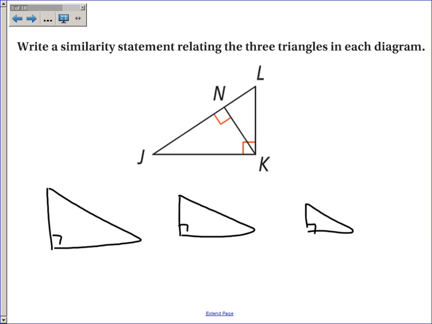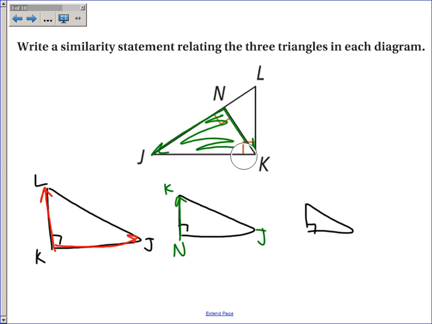In the largest triangle, the right angle is at K. If I go along the shorter leg, I have L, and then along the longer leg is J. So I'm thinking of it as starting at K, going to the shorter leg L, and then going to the longer leg J. Looking at the medium triangle, the right angle is at N. If I go along the shorter leg, I get K. If I go along the longer leg, I get J. Finally, in the smallest triangle, the right angle is at N. If I go along the shorter leg, I get L. The longer leg, I get K.